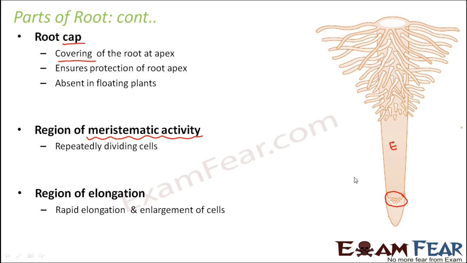Therefore, what will happen with that elongation? Elongation is nothing but increase in length. So as a result, the length of the root will also increase. Now you would have observed that if you plant a small plant in your garden, and you observe the same plant after a couple of months, what do you see? The length of the stem increases, the length of the root also increases.